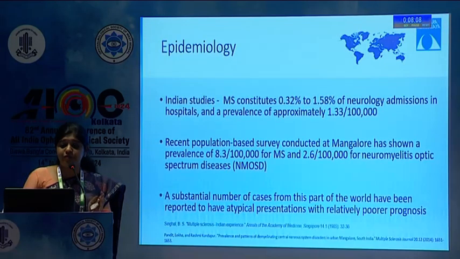So let's see some of the epidemiology of optic neuritis pertaining to our population. Previously in the 1980s, we had a study stating that MS constitutes 0.3 to 1.5% prevalence, that is 1.33 per 100,000 population only. And the recent studies conducted by the demyelinating registry at Mangalore in 2014 told the prevalence of MS was 8.3 per 100,000, and for NMO it was 2.6 per 100,000. A substantial number of cases from this part of the world. Even in the 1980s and now, it has been mostly atypical presentation.